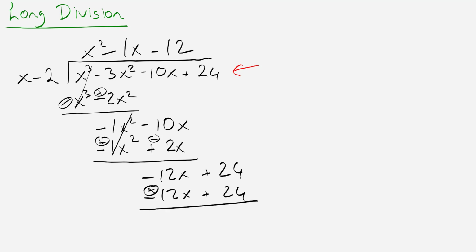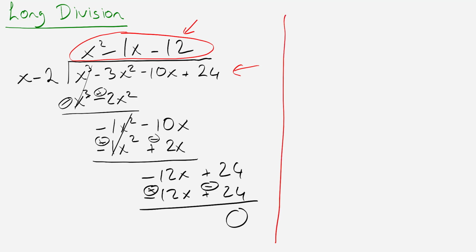So I know you guys know how to do long division, which is why I'm flying through it. What I'm more interested in is the result of this long division. So we have divided x minus 2 into x cubed minus 3x squared minus 10x plus 24, and this was the result. So this quadratic right here contains the other two factors. So my next step is now to factorize that quadratic. So I shall do that over here.